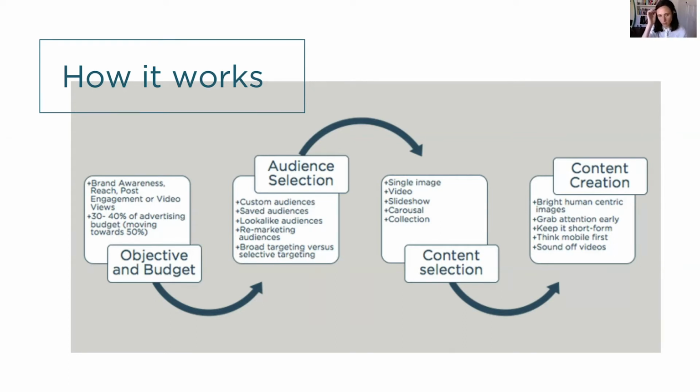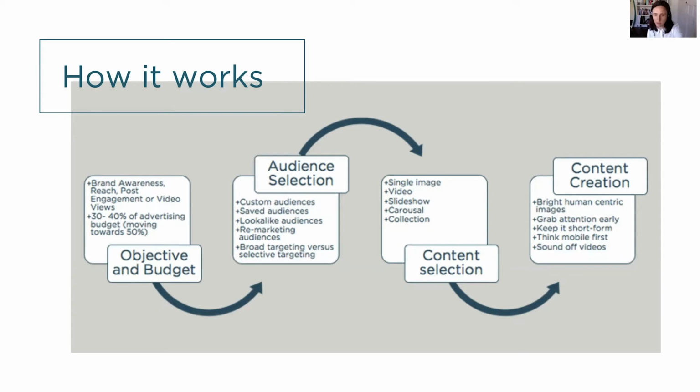The second one is, once you've got your objective, you then need to select your audience, which we're going to go over next, and they can come in 4 or 5 different forms. Then once you've got your objective and your audience, you need to understand what content you need to create to appeal to that audience to achieve your objective. That's where content selection and content creation comes in.